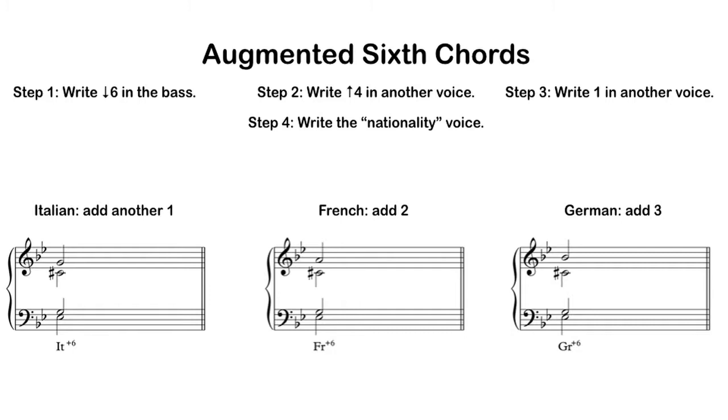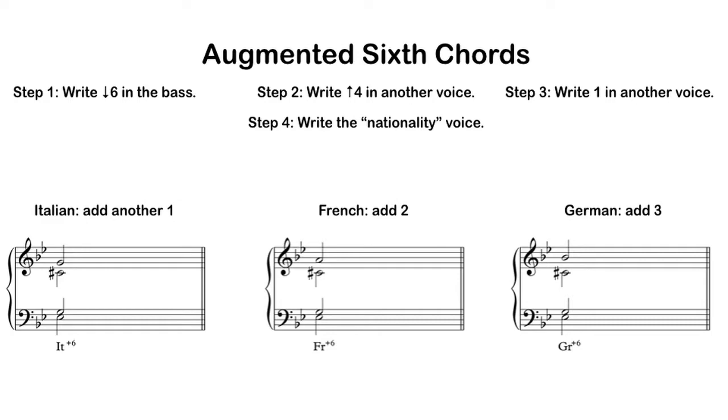So all of our augmented sixth chords are spelled with flat 6 in the bass, sharp 4 in another voice, creating the augmented sixth, scale degree 1, and then we have the nationality tone, either another scale degree 1, a scale degree 2, or a scale degree 3. Remember, we're native to the minor mode, so it's going to be that lowered scale degree that we typically find in the minor mode.